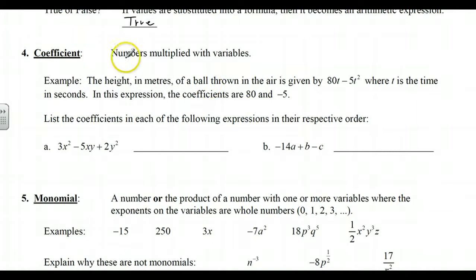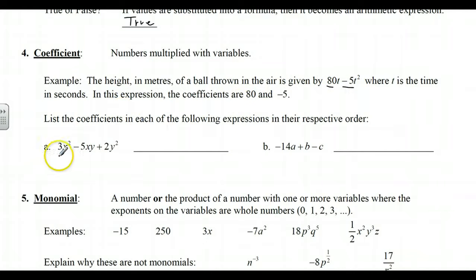Coefficients. A coefficient is a number that is multiplied with a variable. For example, the height in meters of a ball thrown in the air is given by 80t minus 5t squared, where t is the time in seconds. In this expression, the coefficients are 80 and negative 5.